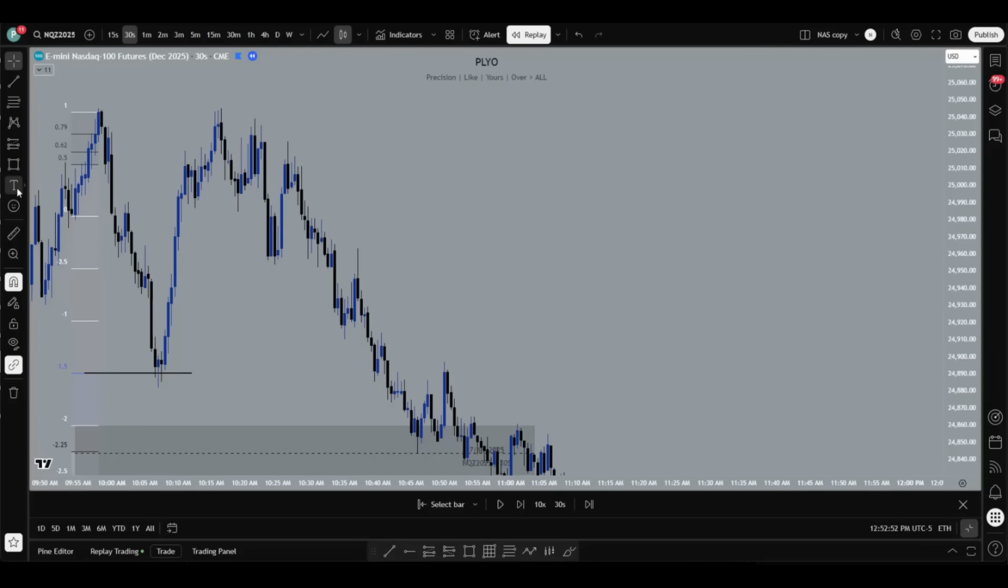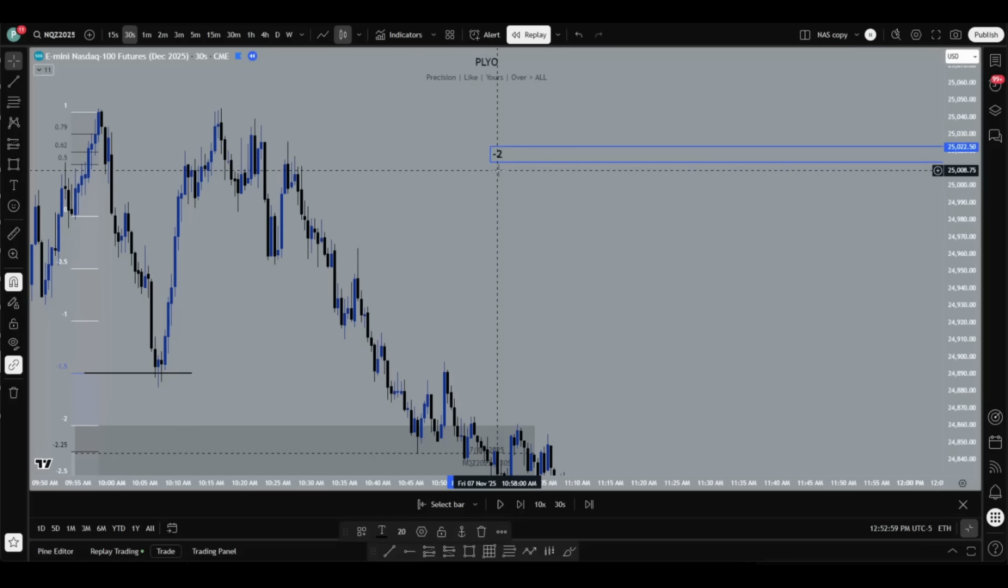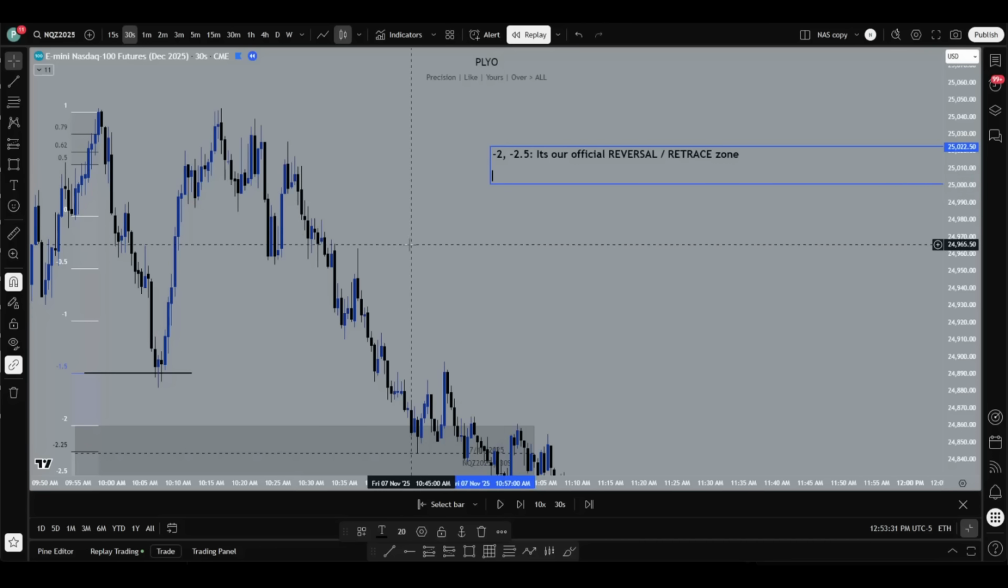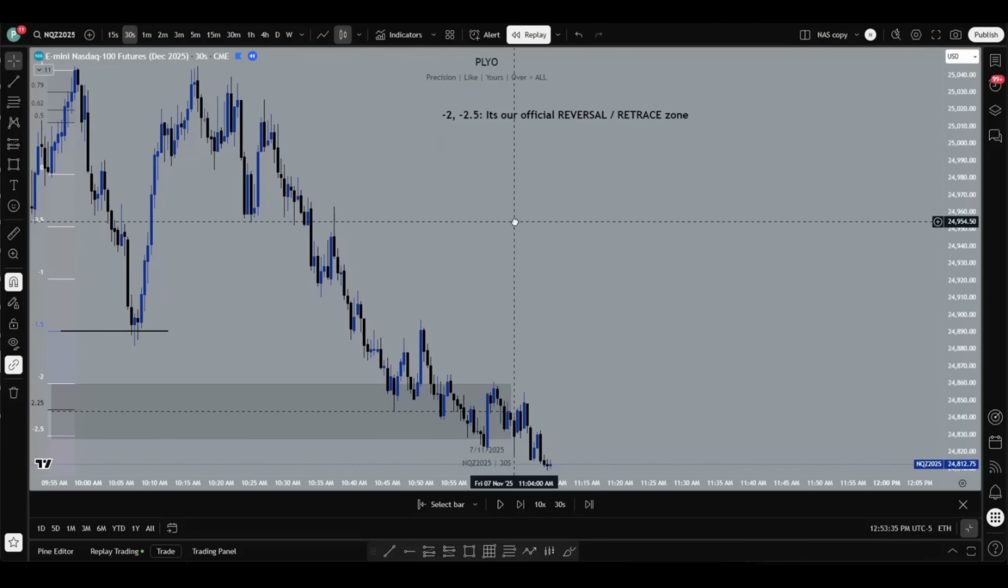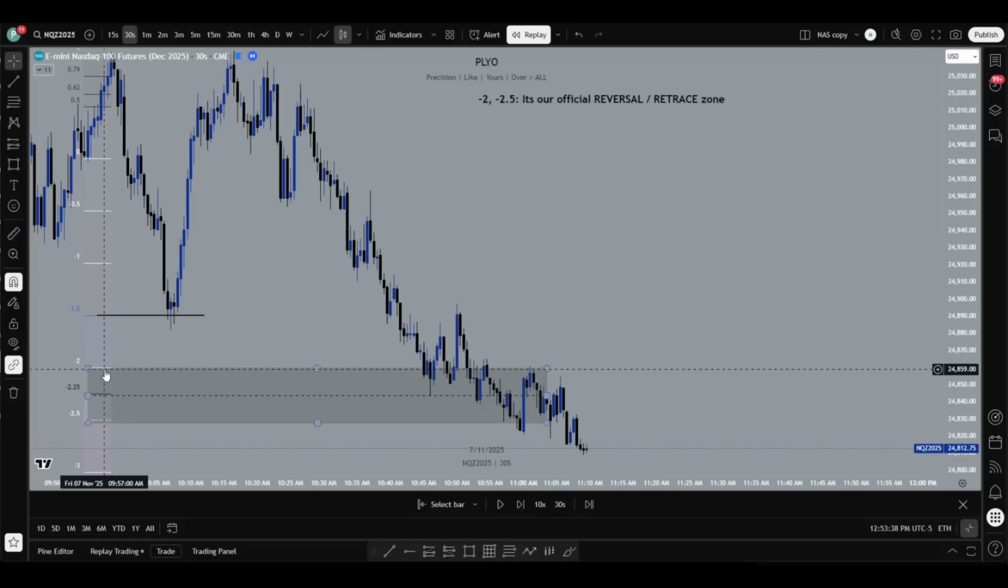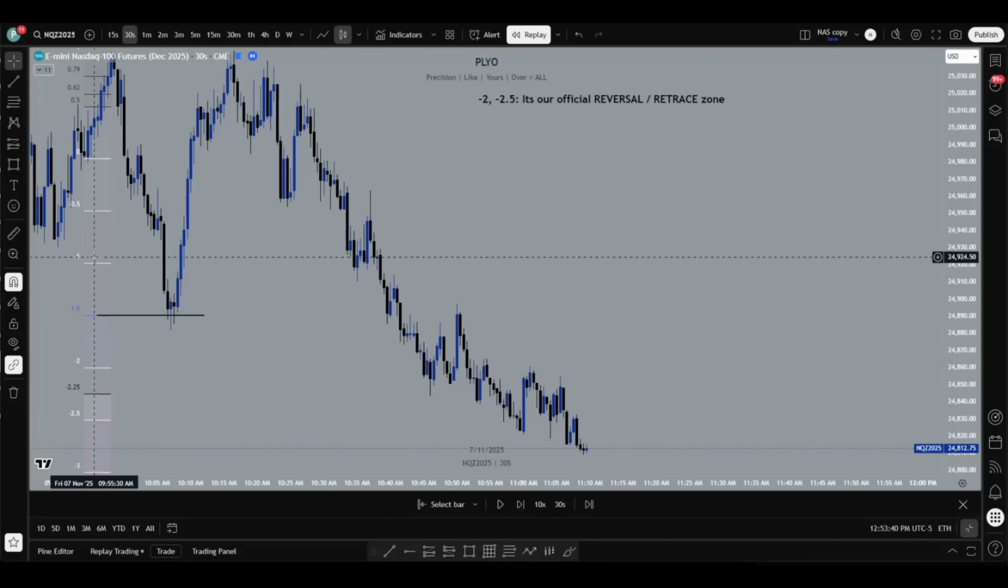Absolutely. Now, let's talk about what -2 is, because we keep on saying point B is -2, but let's talk about what -2 actually is. So really, it's -2 and -2.5, what you're looking for. It's an entire zone. So -2 to -2.5 is our official reversal or retrace zone. Now, notice how I said it's a zone, even though it's still just regular numbers like -1 and then -1.5. -2 to -2.5 should be looked at as a zone, meaning you should put like a box around it.